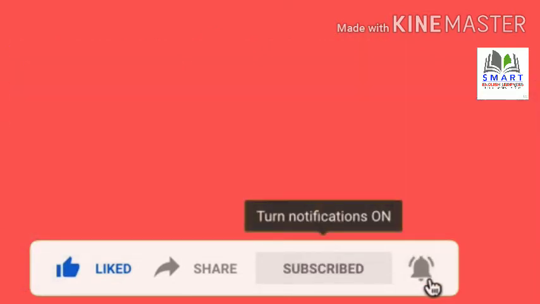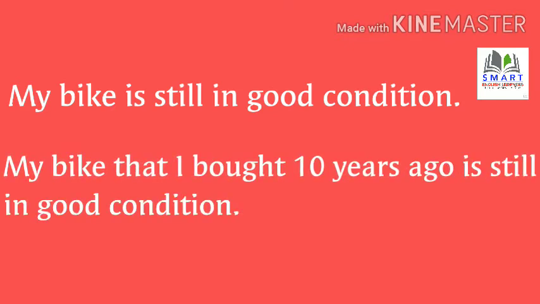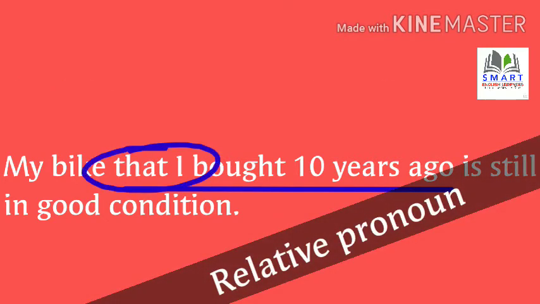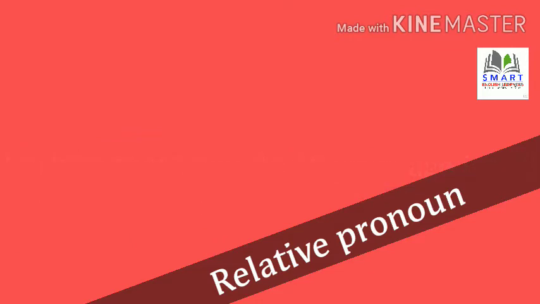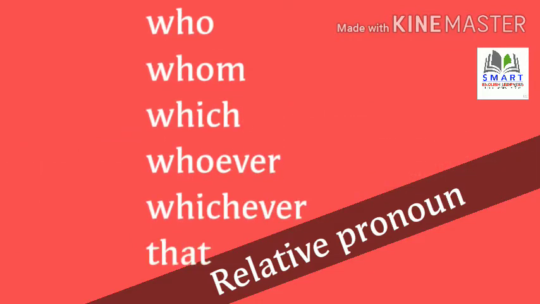Now we will look at relative pronouns. This is really interesting. My bike is still in good condition. In this sentence, we are not sure which bike the speaker is talking about. The sentence can be modified by adding a relative clause to it. My bike that I bought 10 years ago is still in good condition. In this sentence, that is called a relative pronoun. Who, whom, which, whoever, whichever, that, these are all relative pronouns.